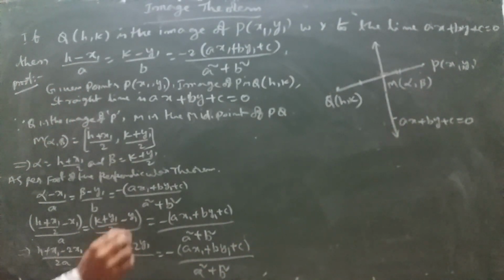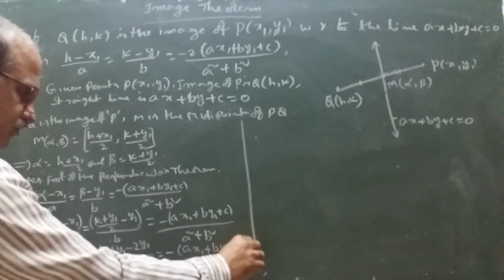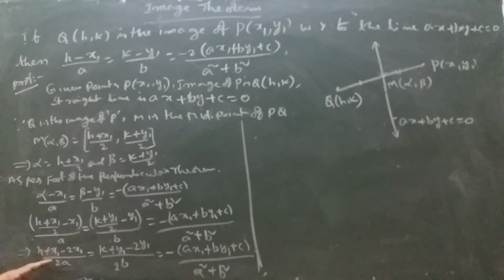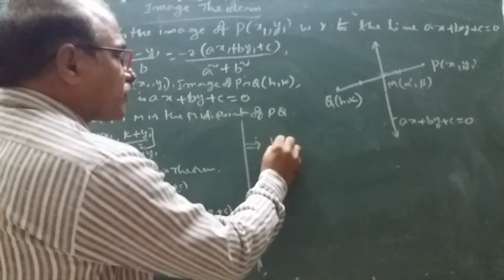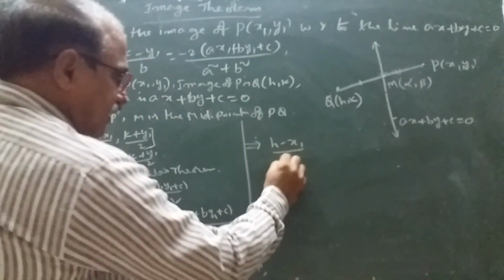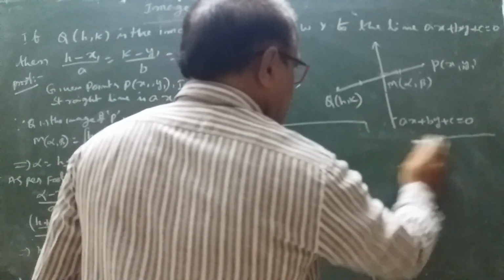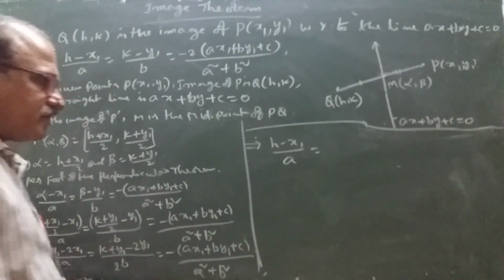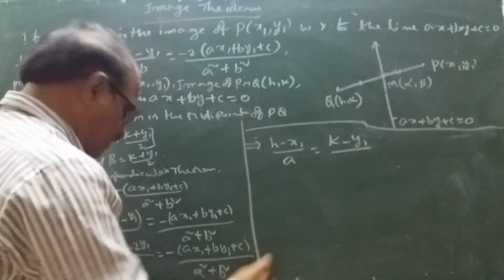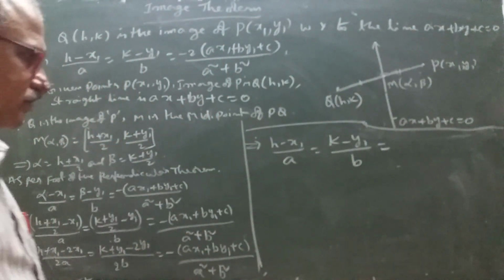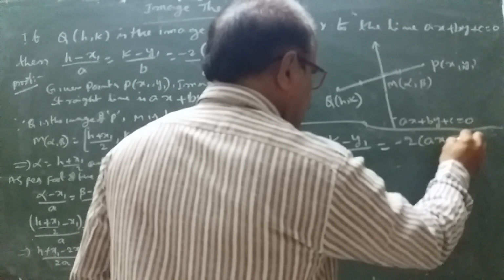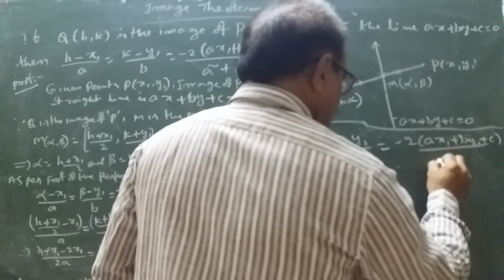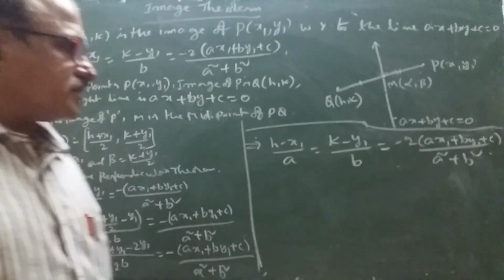2b, sorry, 2 into b, 2b. By multiplying the equation relation with the 2, here 2 gets cancelled. h plus x1 minus 2x1 means h minus x1 by 2 gets cancelled. a is equal to, here by simplification k plus y1 minus 2y1 means k minus y1 by b, multiplying with 2 minus 2 into ax1 plus by1 plus c by a square plus b square. This is what we have to prove.